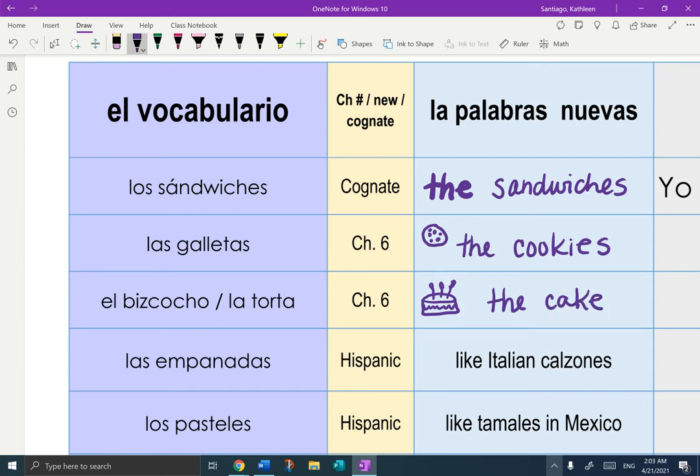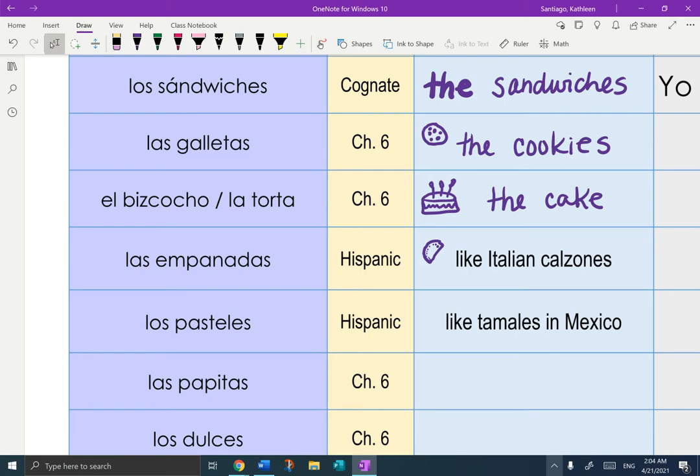Las empanadas, those are specifically Hispanic. They kind of look like this, like a half moon shape, almost like a pierogi shape. That's where they're sealed. And they're like Italian calzones, and they can be filled with different things.